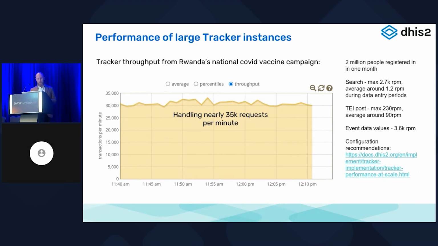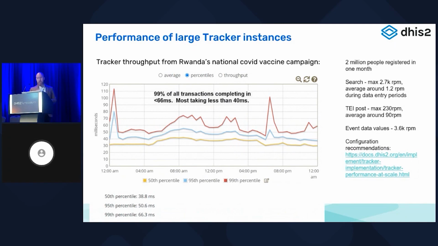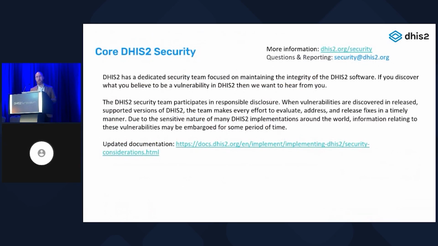The next slide here is, again with Rwanda, just to make the point that we're able to process 99% of the transactions in under a second, less than 66 milliseconds. So huge volumes of data. The server is really working hard, but we feel that Tracker performance is able to keep up with these really large-scale implementations. There's obviously still room for improvement, but we've made dramatic improvements.